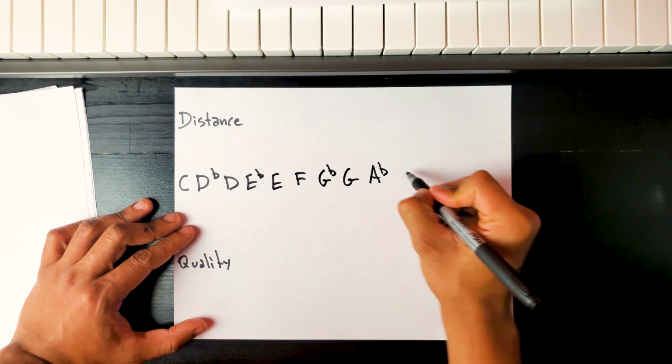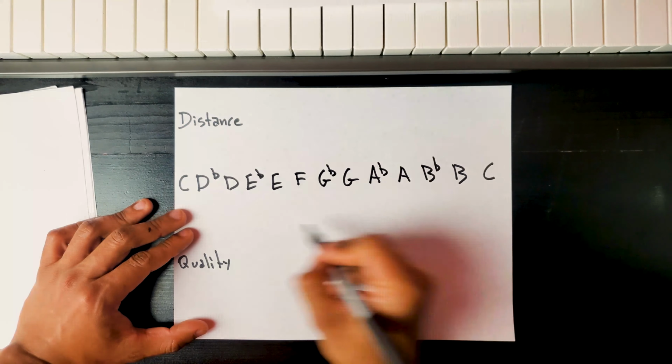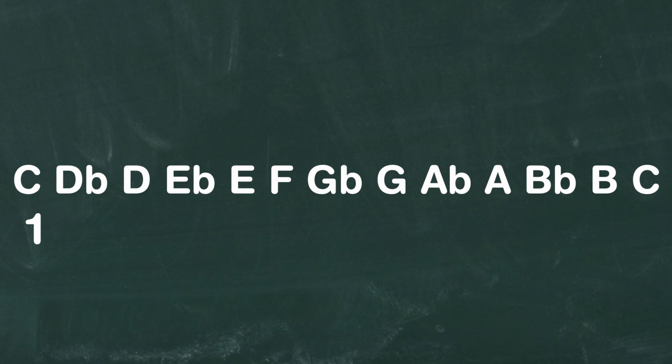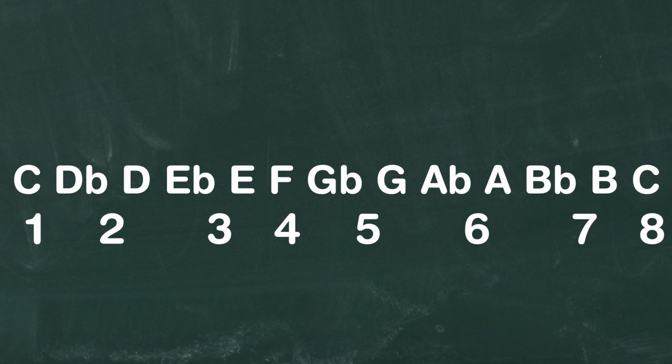Let's measure distance first. Starting from C, we'll count each letter once, so in this case, D flat and D will only get one number, 2. Same thing for E flat and E. I don't count this twice for right now. So C to D is a second. We don't know what kind of second yet. Each different letter is going to get a number, 1 through 8.